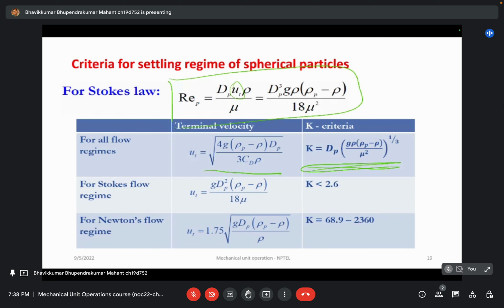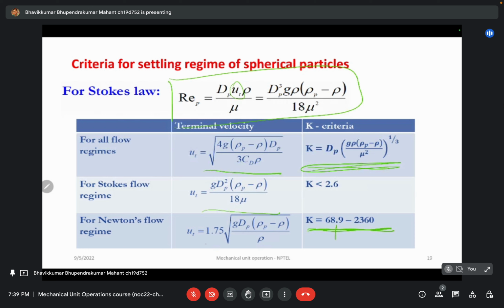Same, if we consider the Stokes flow regime, then ut is equal to g dp square delta rho by 18 mu, as we have just seen, and the value of k is less than the 2.6 criteria. And for the Newton's flow regime, we take 1.7 under root g dp (rho p minus rho) upon rho, and the k value is 68.9 to 236.